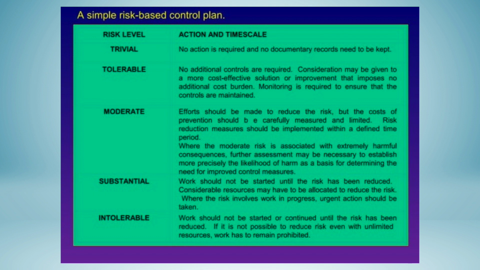Let us discuss this chart. This chart has two main components. The first one is the risk level and the second is the action and time scales. When the risk level is trivial, no action is required and no documentary record needs to be kept. When the risk level is tolerable, no additional controls are required. Consideration may be given to a more cost-effective solution or improvement that imposes no additional cost burden.